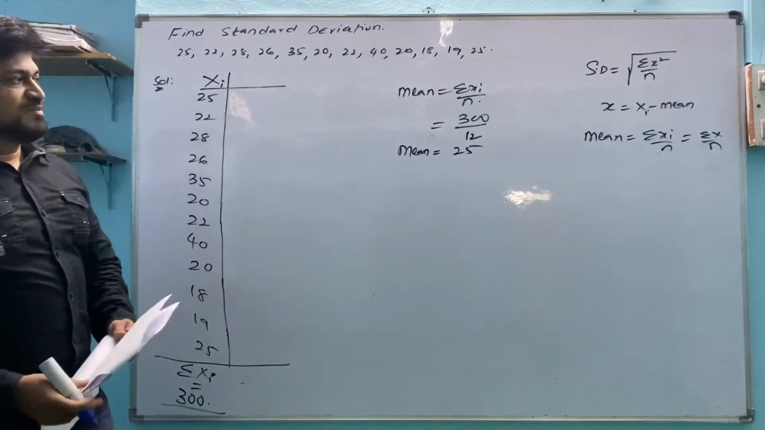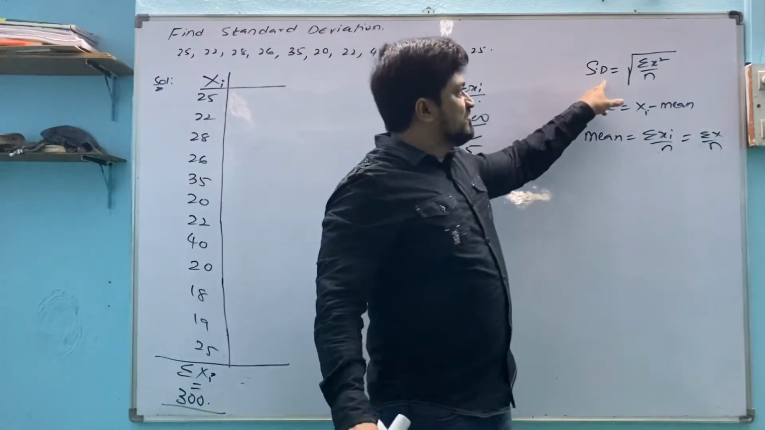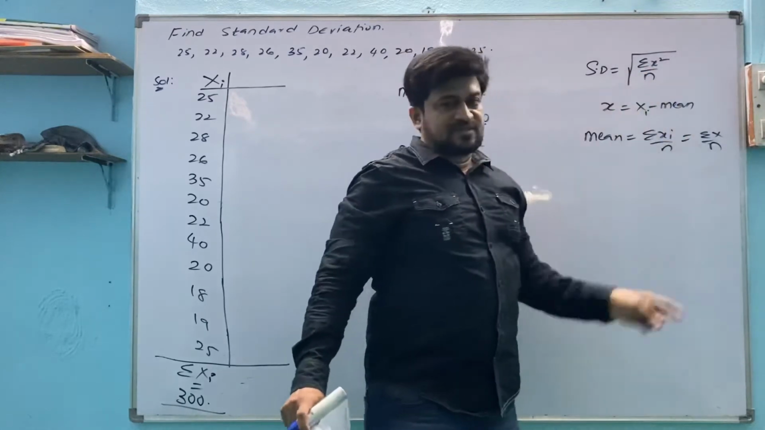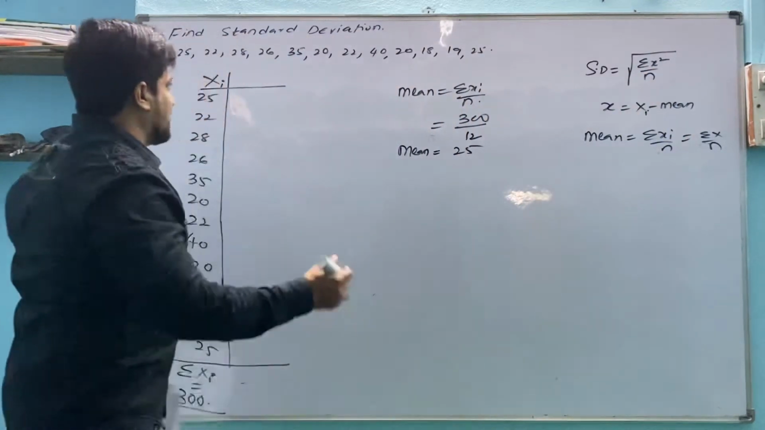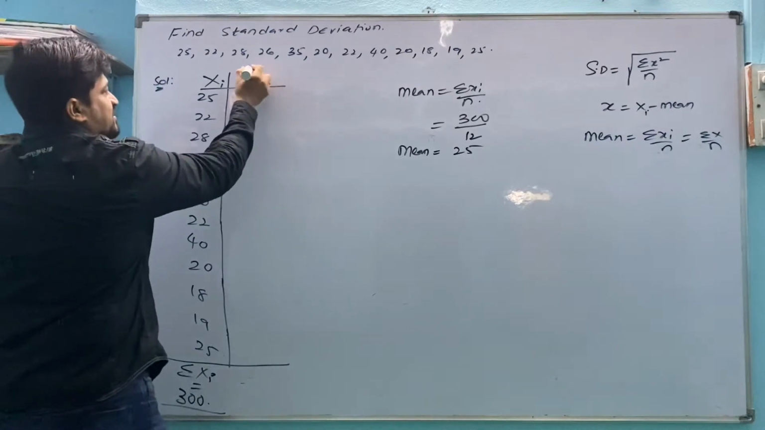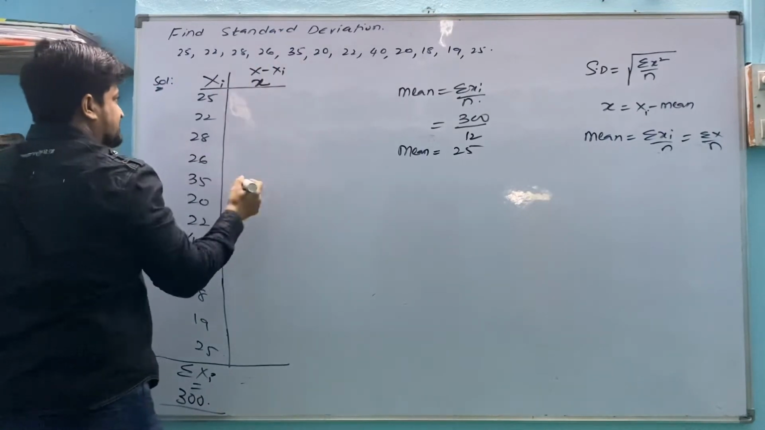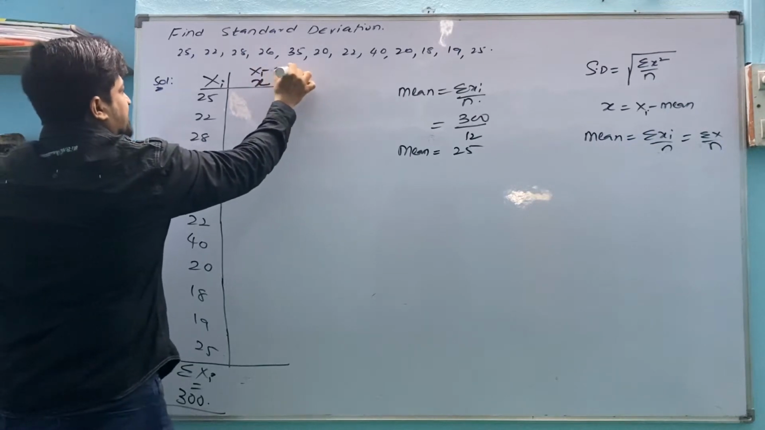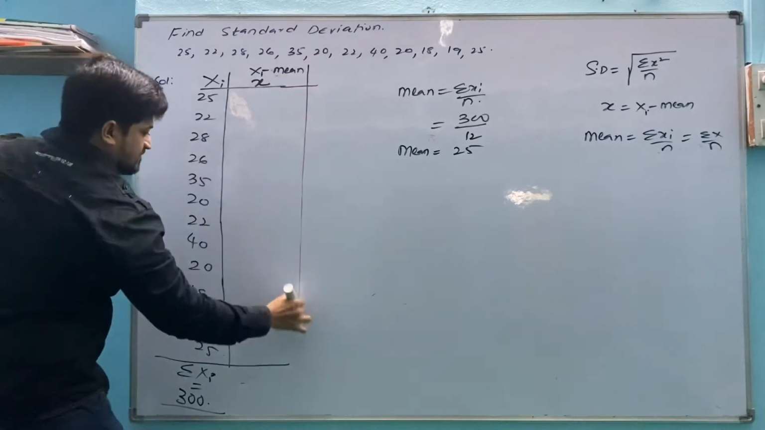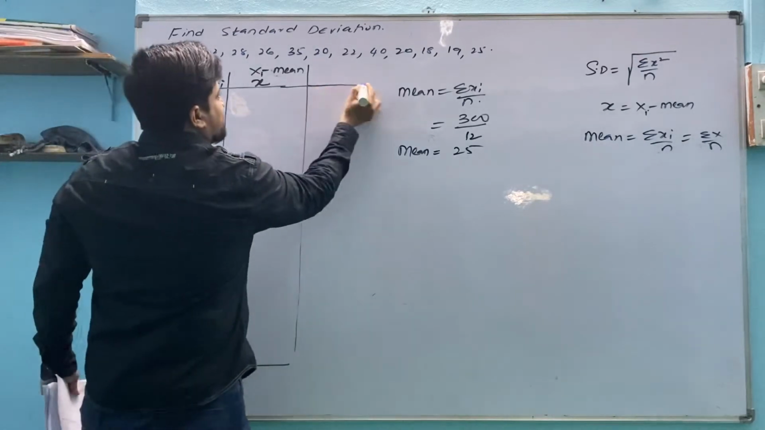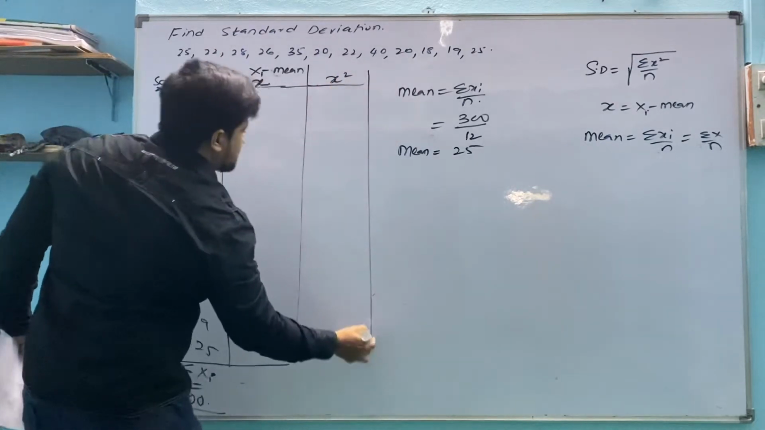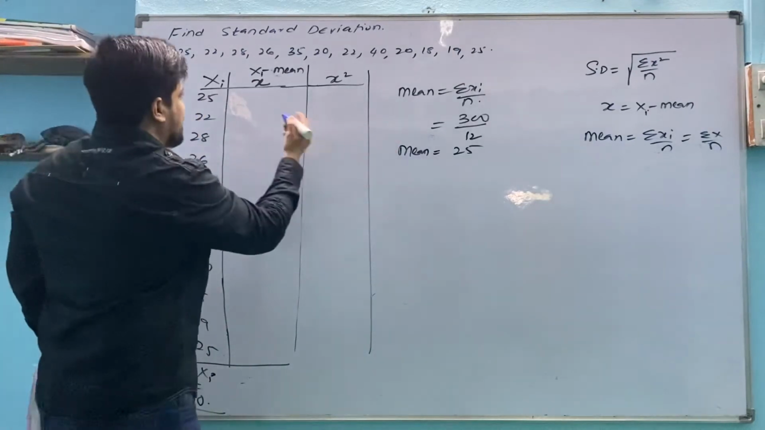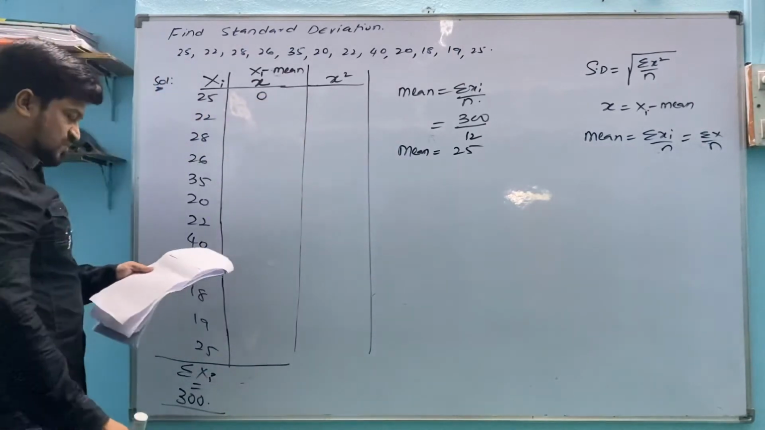Why do we have to find mean? Because we need to find standard deviation, in which small x is there. To find that small x, we need to subtract mean from xi. Then we will get the value of small x here. Small x we need, so xi minus mean. Then we have x squared. So first we will find xi minus mean. Xi is 25, mean is 25. 25 minus 25 is 0.